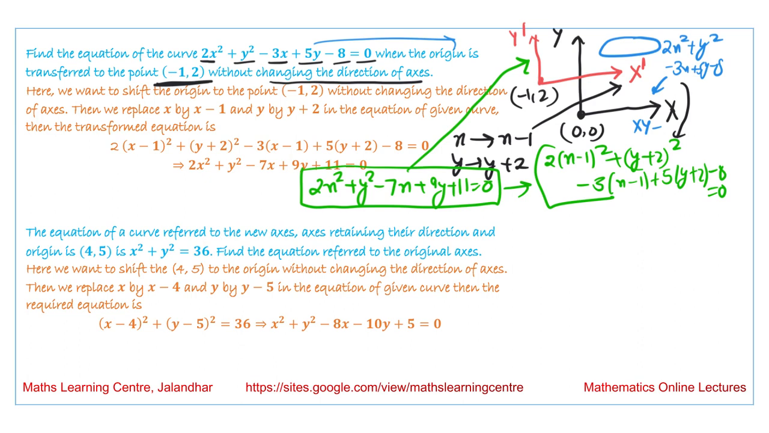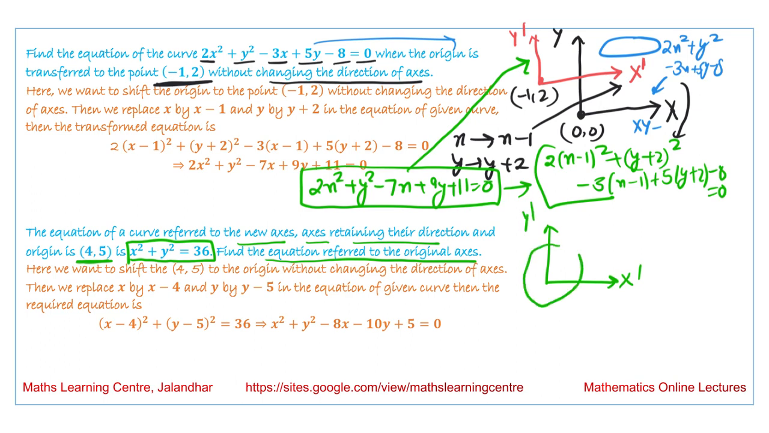Next is: find the equation of the curve referred to the new axes, retaining their direction, where the origin is (4, 5) and the equation is x square plus y square is equal to 36. Find the equation referred to the original axes. Now we have the opposite case. Corresponding to the axes x dash, y dash, the equation we have is x dash square plus y dash square is equal to 36. Now the new origin is (4, 5).